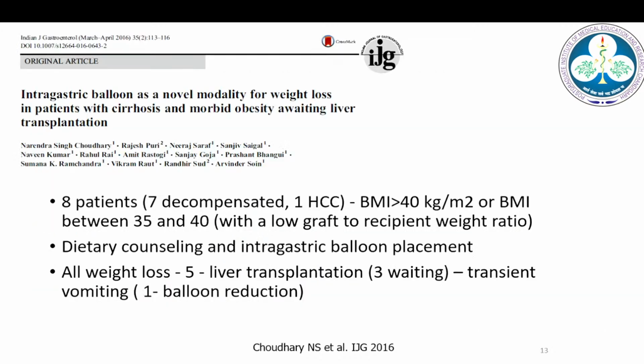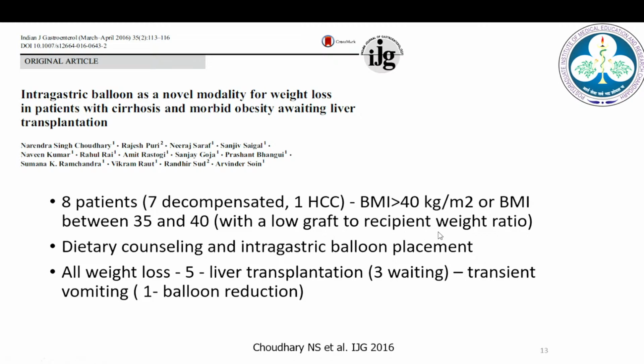So the first study of this came from the Medanta group. This was in 2016. Very small number of patients, 8 patients, whom they were working up for living donor liver transplant, and there was a mismatch between the donor and the recipient. What they had was a low graft to recipient weight ratio.